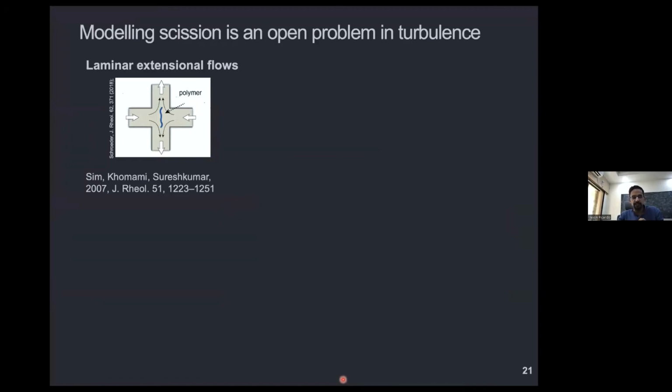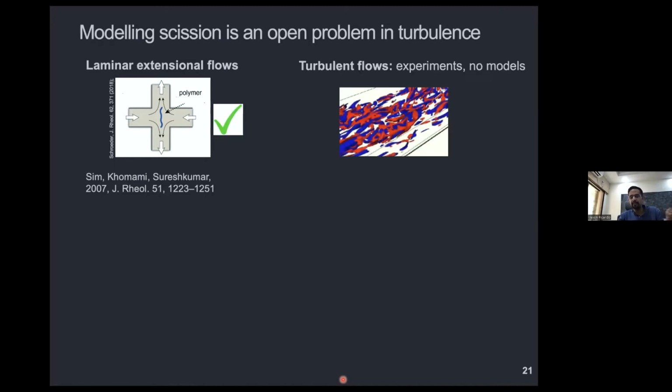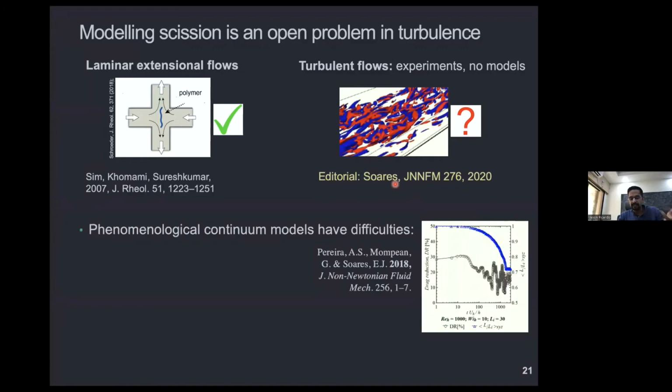Okay, so just to summarize the state of affairs at this point, you have laminar extensional flows where we understand stretching well. People have also studied scission in these flows using pretty detailed models, so that's also quite well understood. In contrast, in turbulence, we have some understanding of how polymers stretch, but the problem of scission has not been studied. In fact, the fact that it's an open question has been very nicely highlighted in this editorial article by Suarez. And the only existing attempt so far has been a continuum model based on an ad hoc inclusion of scission, and that has numerical artifacts, as I had discussed.